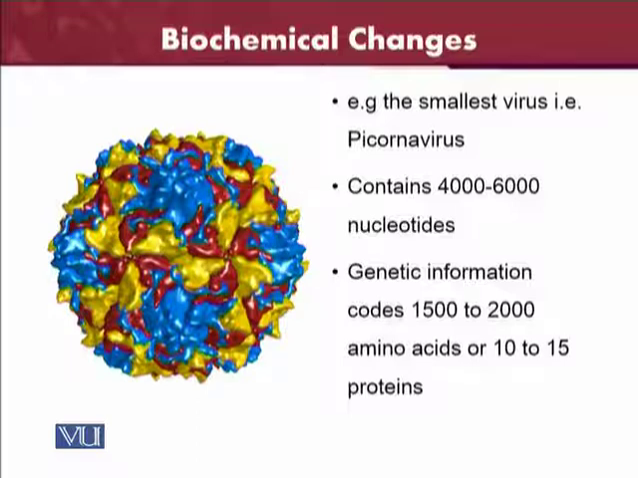However, even being the smallest viruses, they contain 4,000 to 6,000 nucleotides in their genome. Even the smallest viruses on earth have a genome of 4,000 to 6,000 nucleotides, and the genetic information codes for 1,500 to 2,000 amino acids, composing a total of about 10 to 15 proteins. Therefore, this is the smallest virus on earth, and this is how many proteins are encoded by it, with a total of 1,500 to 2,000 amino acids.